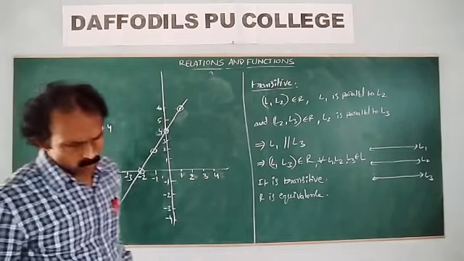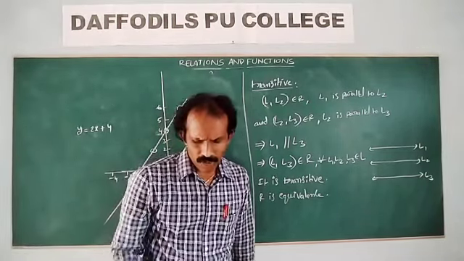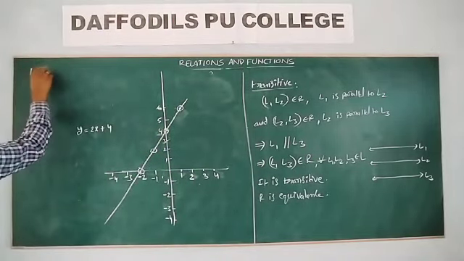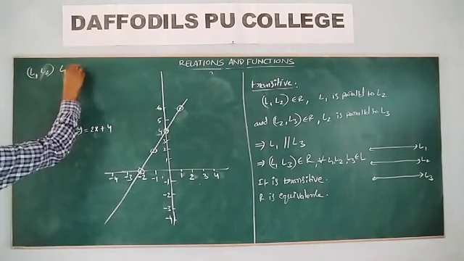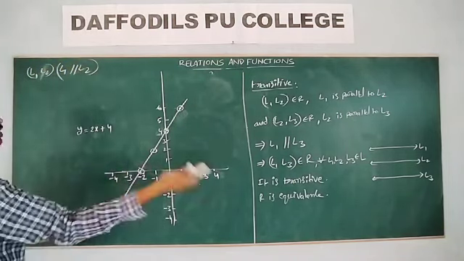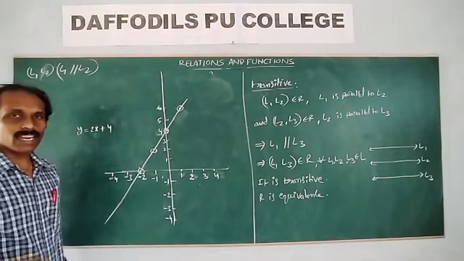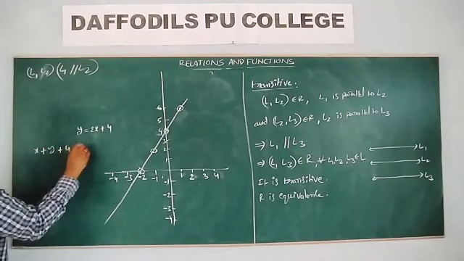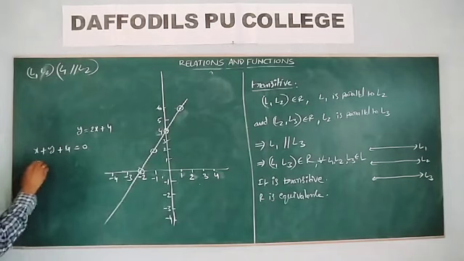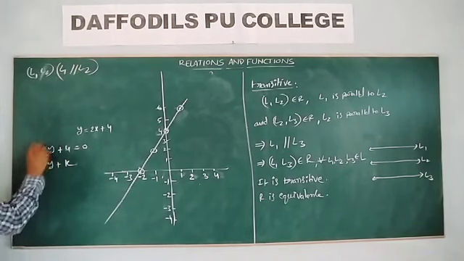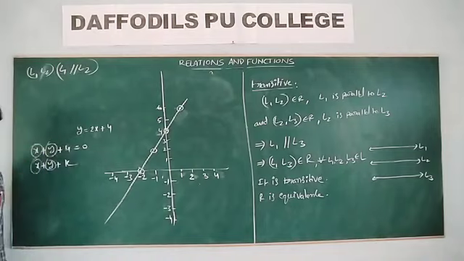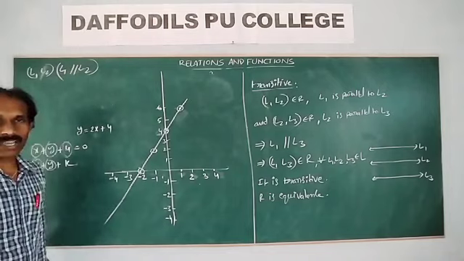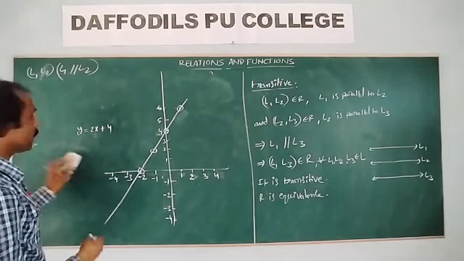What is the question? Find the set of all lines related to the relation. What is the relation? L1 comma L2 means L1 is parallel to L2. So for this line, what are the parallel lines? Suppose x plus y plus 4 is equal to 0. What is its parallel line? The parallel line is x plus y plus k only. So the x coefficient and y coefficient do not change, they are the same. Only the constant changes.